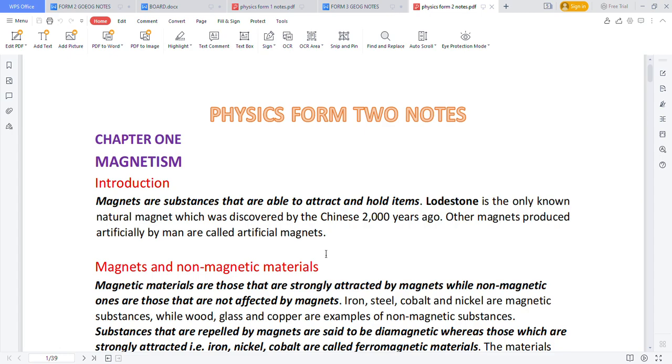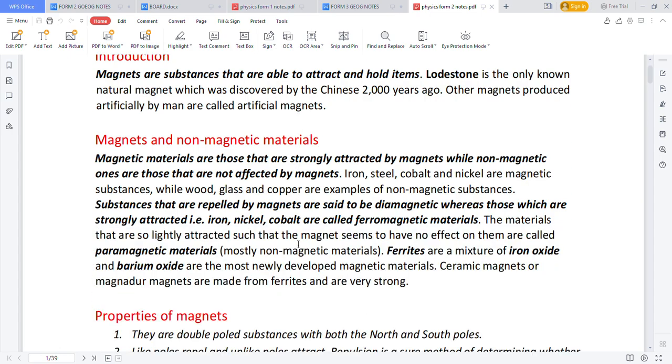As we introduced physics, I said that magnetism is a branch of physics, and we saw what it deals with in our first class. So magnets are substances that are able to attract and hold items. Lodestone is the only known natural magnet which was discovered by the Chinese 2,000 years ago.